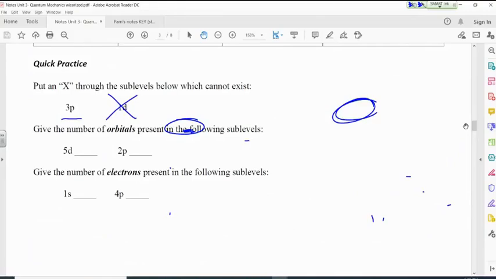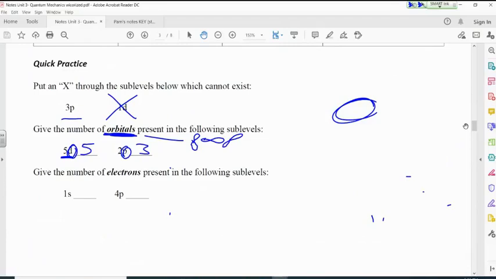Give the number of orbitals present in the following sublevels. So for this one, the number of orbitals present is always based on the row it's in. So this is the row it's in. It's in row 5. So it has 5 orbitals, and that's just because of D. So D has 5 orbitals. P has 3. So when we're talking about orbitals, we're talking about how many ways I can turn the shape. So remember in P, I can turn it this way, I can turn it this way, I can turn it this way. In D, I can turn it 5 ways. So that's just straight from your notes.